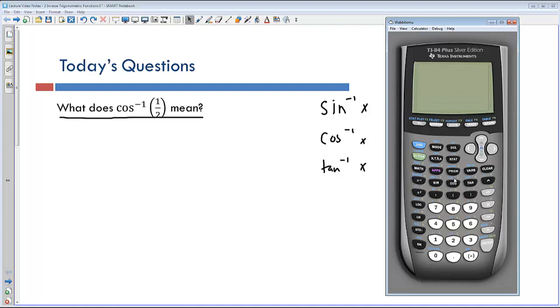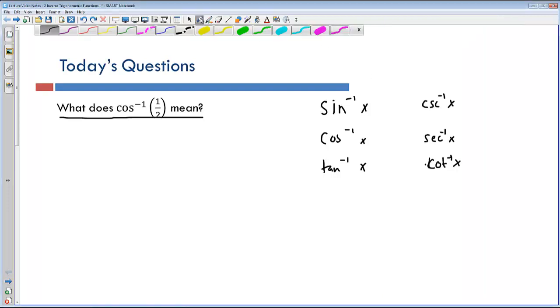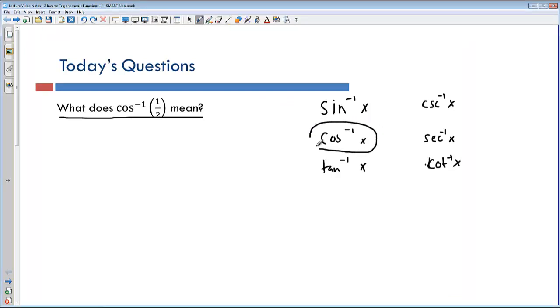Now you have to be careful because a lot of times students will think that this right here means 1 over cosine of x. But it actually doesn't. Remember, 1 over cosine of x, we have a way to express that. That's the secant of x. So this is actually the inverse function, or the inverse expression for our case right now. And the idea is it sort of undoes the cosine expression.